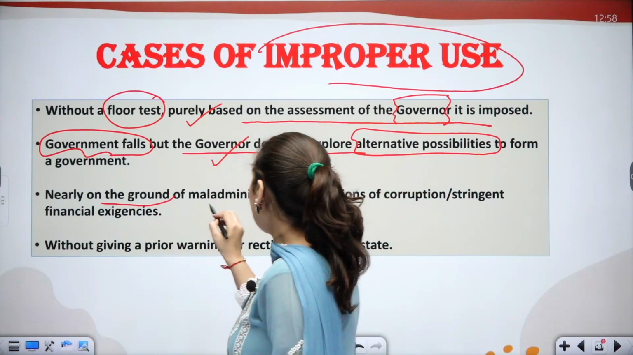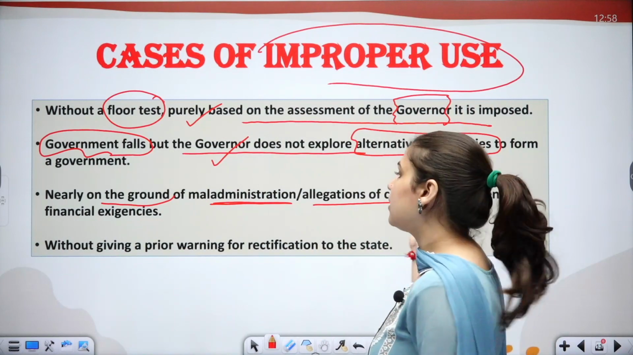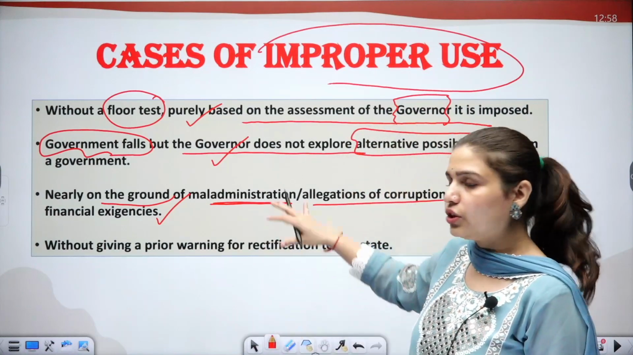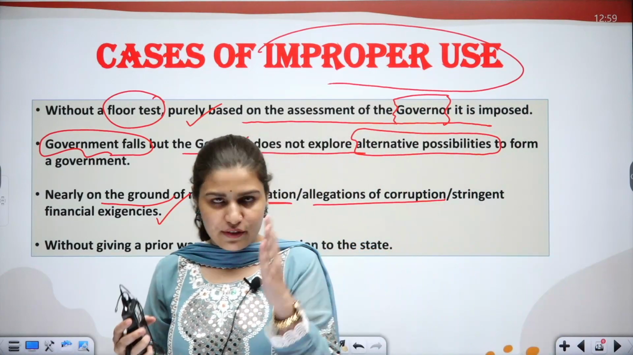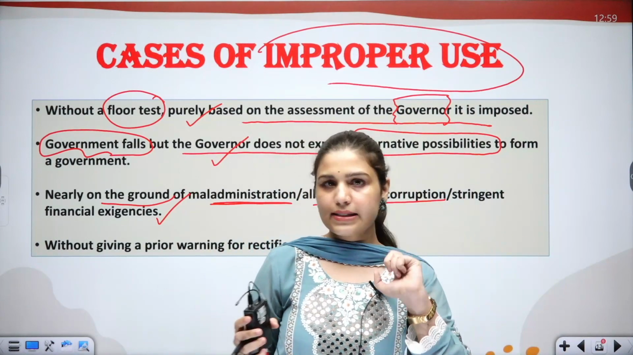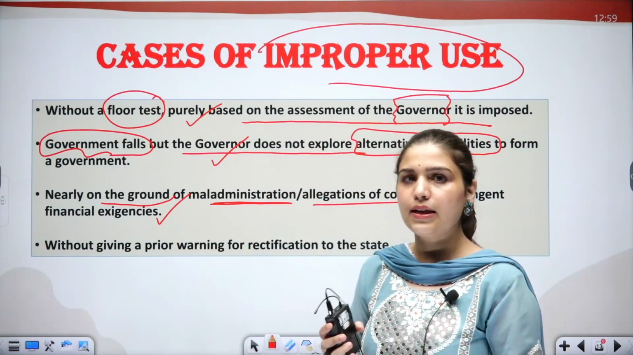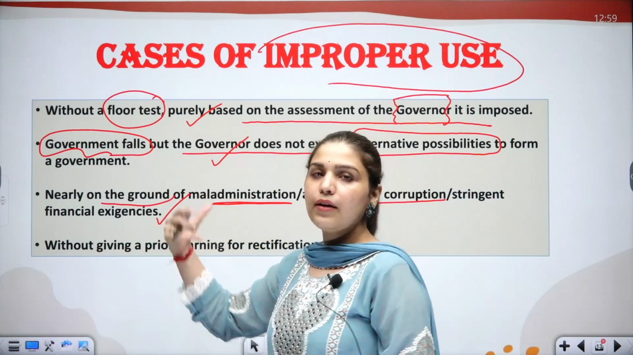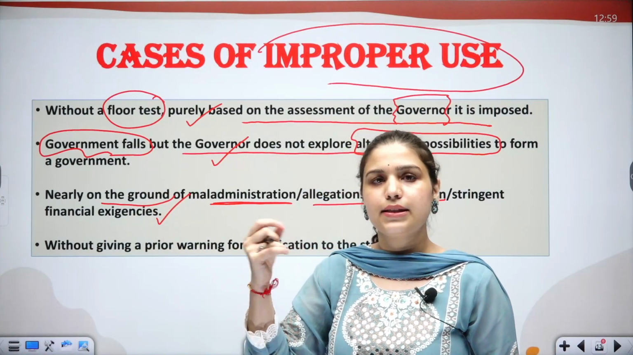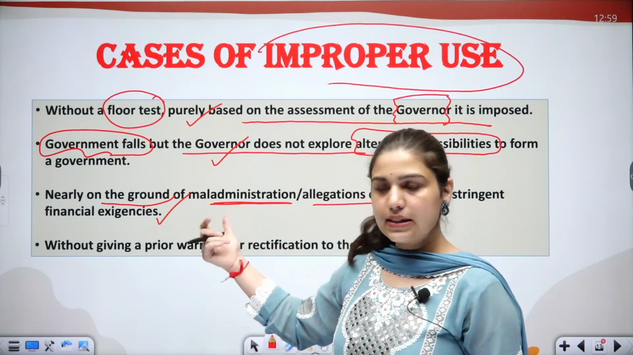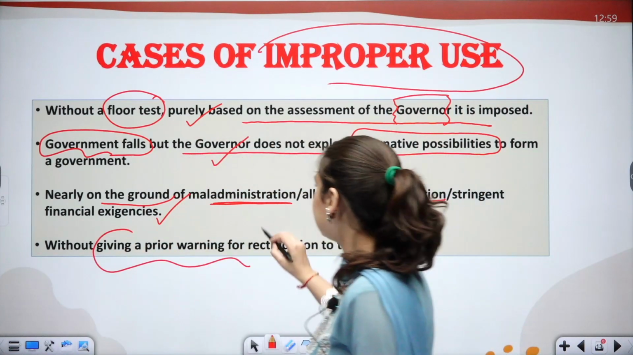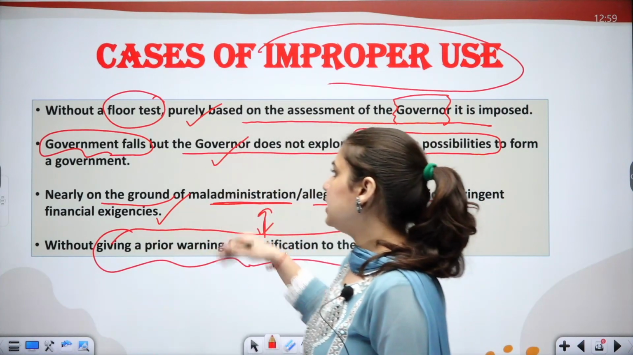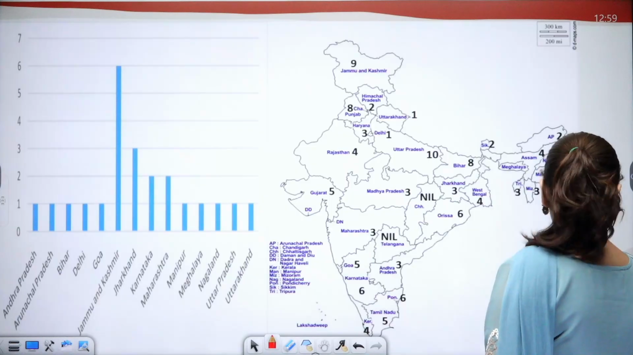Now, merely on the ground of maladministration, allegations, corruption, or financial exigencies, the governor doesn't warn the state government. For example, we have seen that the Punjab governor warned the state chief minister once that President's rule will be imposed if certain conditions are not met. So if the governor doesn't warn and just straight away sends the report to the president, without giving a prior warning for rectification, then this is an improper use. These four are the cases of improper use.